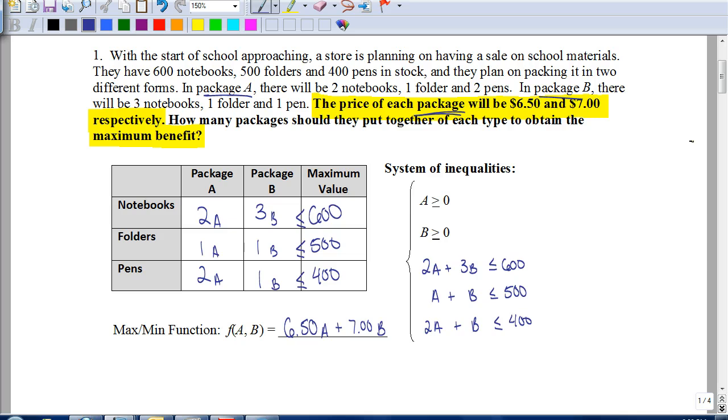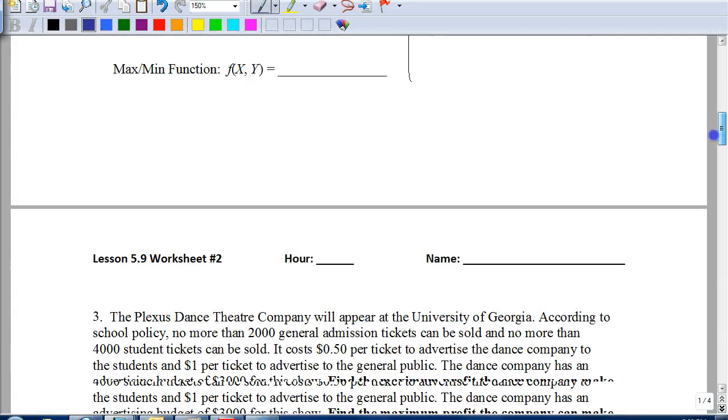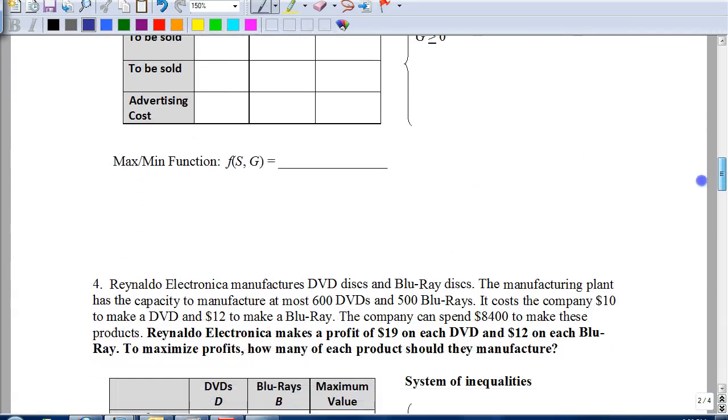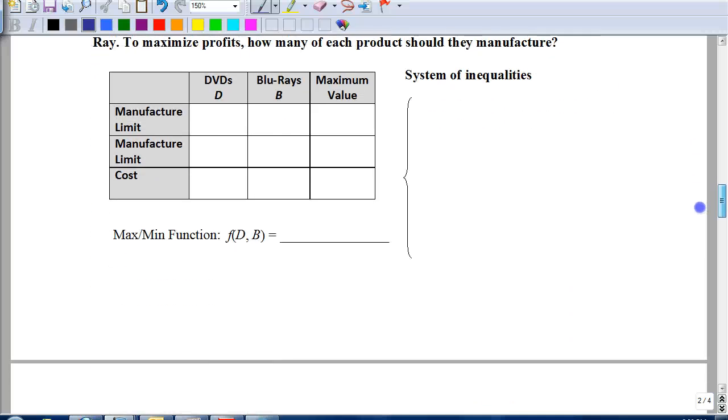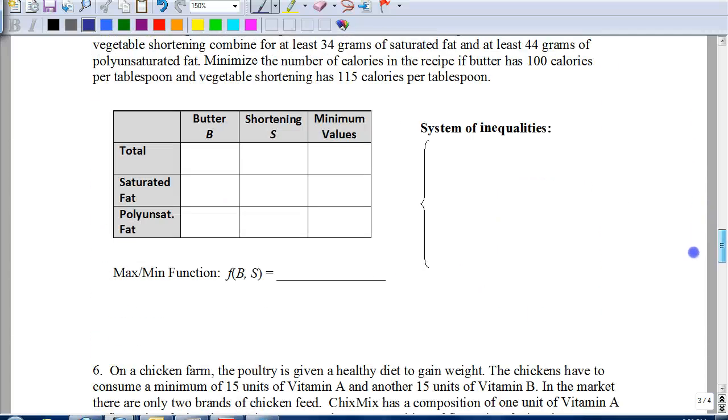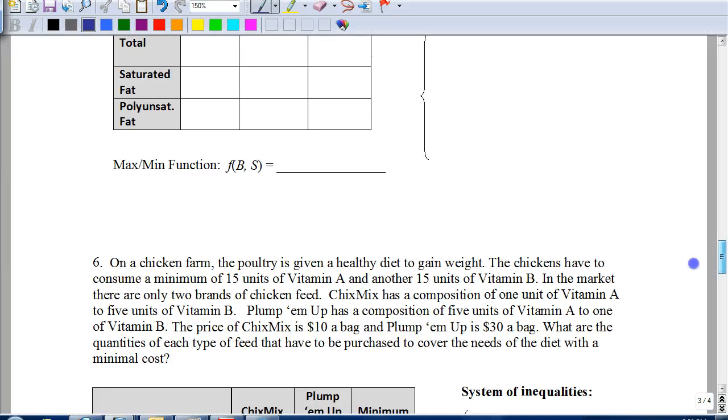Now, this was easy because it was given to us as far as the table is concerned. Now, some of them are not going to be that simple. Now, let's look at number 6.